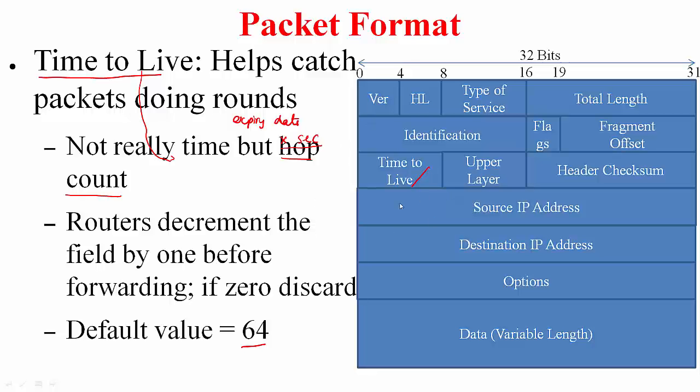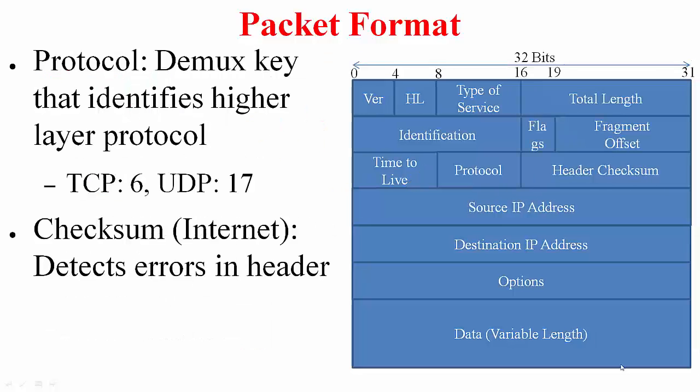So the routers, whenever they receive this packet, they are going to decrement the field by 1 before forwarding. And if a router receives a particular datagram with this field equal to 0, that means that time has expired, or in this case the hop count is expired, just discard it.